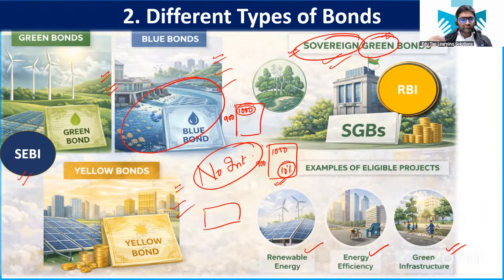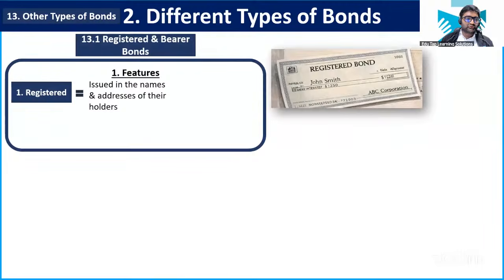But I'm talking about some of the bonds which have been issued by our regulators, right? So these standard bonds, I'm talking about them. So these are the things. Sovereign green bonds, and SEBI has issued these three kinds of bonds, green, blue and yellow bonds. I hope you'll be able to remember. That is why I'm showing you the image.